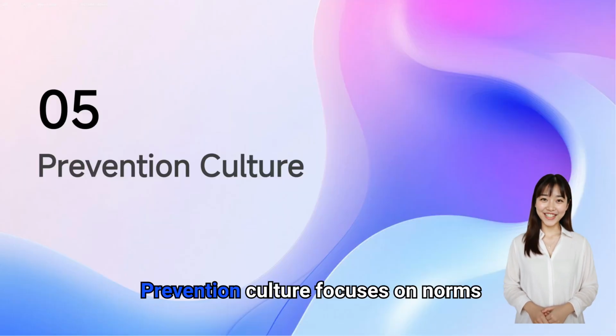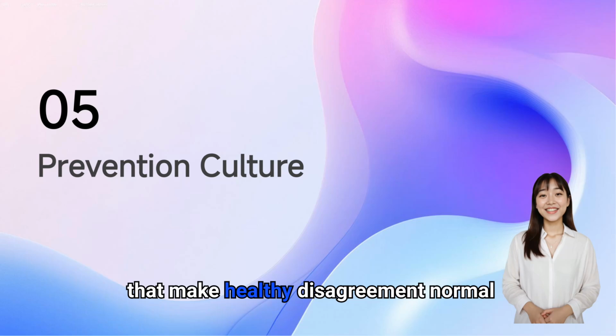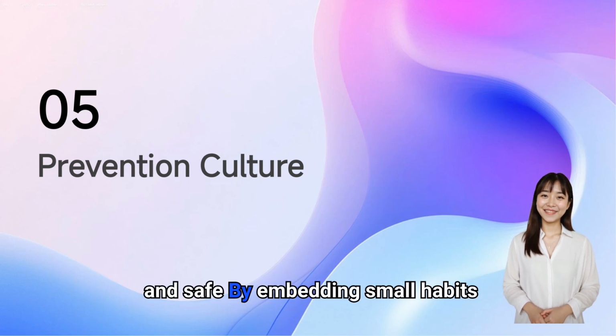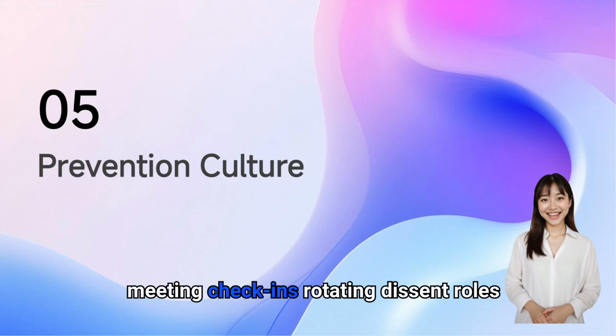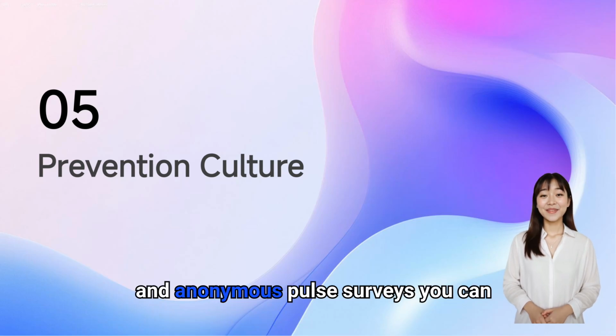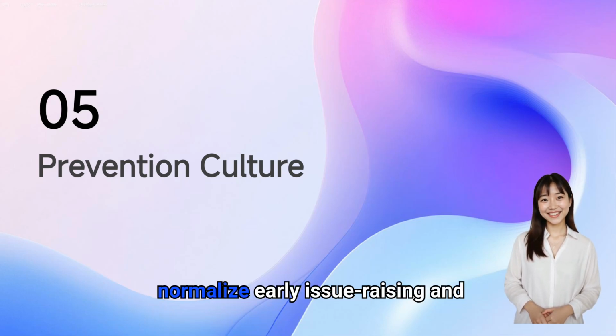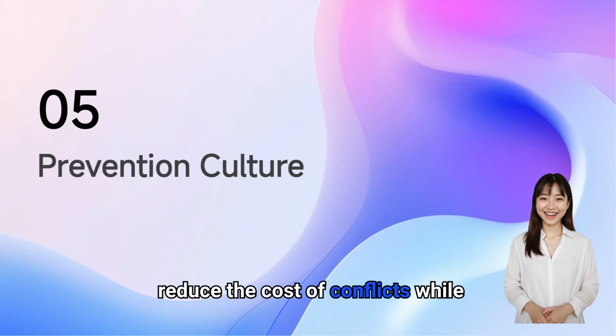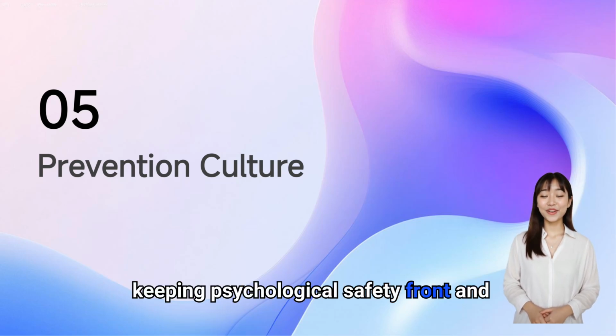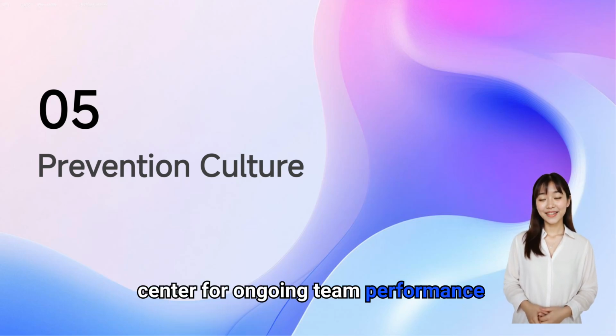Prevention culture focuses on norms that make healthy disagreement normal and safe. By embedding small habits, meeting check-ins, rotating dissent roles, and anonymous pulse surveys, you can normalize early issue raising and reduce the cost of conflicts while keeping psychological safety front and center for ongoing team performance.